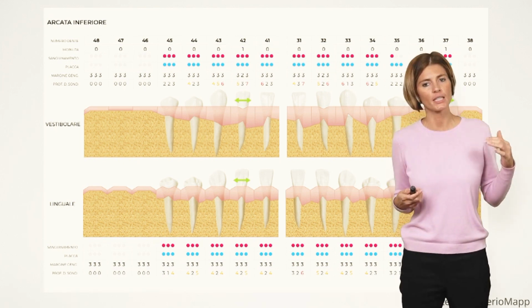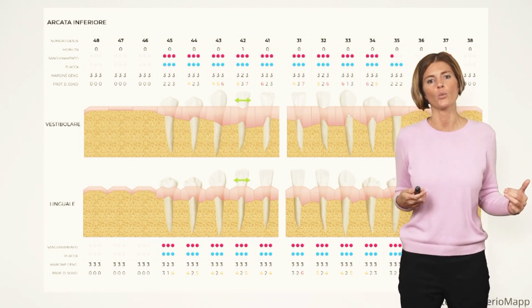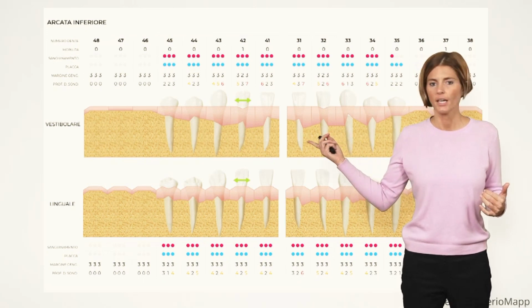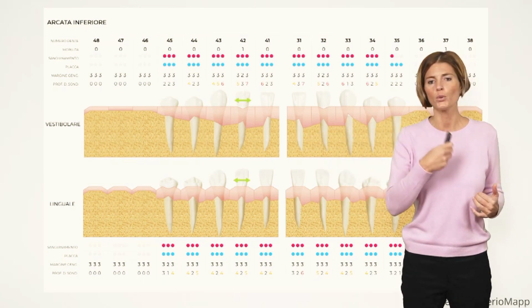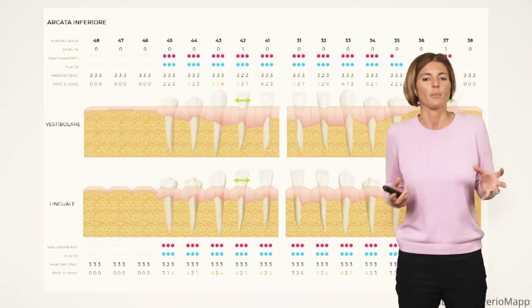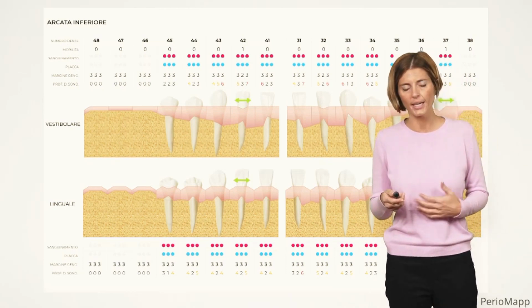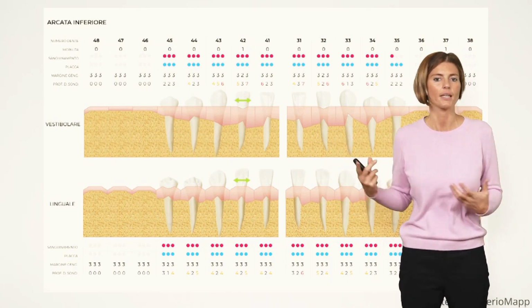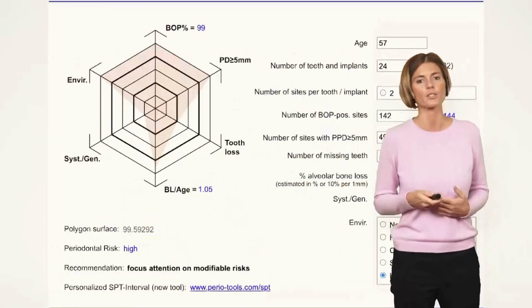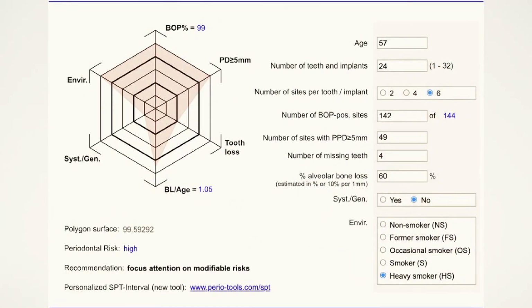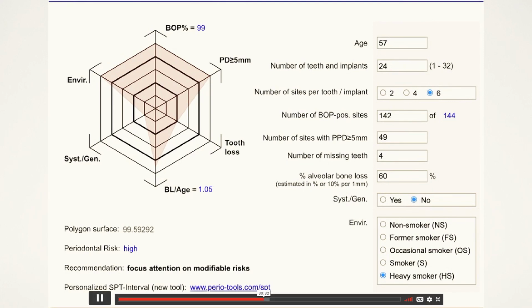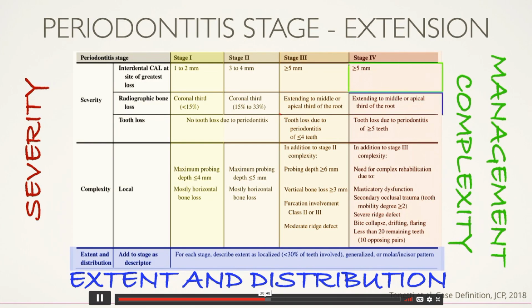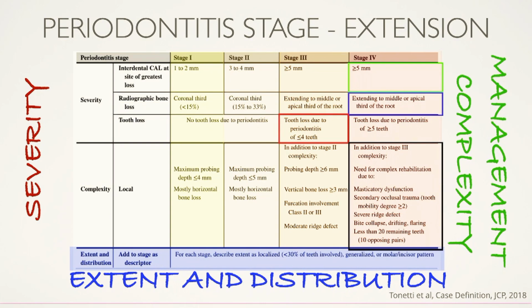And also in the lower jaw we have, as you see, a lot of red and blue points. That means bleeding on probing and plaque. And the numbers of the probing pocket depth in red mean more than 6 millimeters. So this is the risk assessment, high. This is the diagnosis, putting the data in the table.